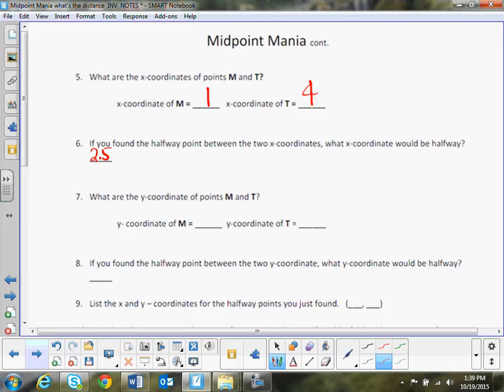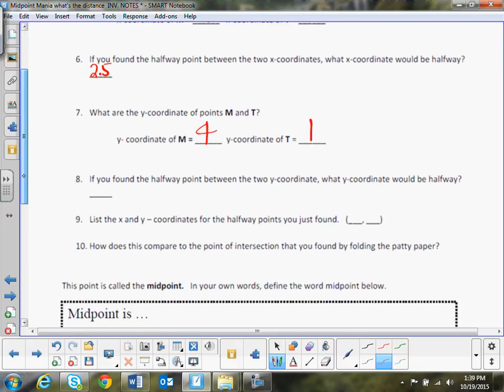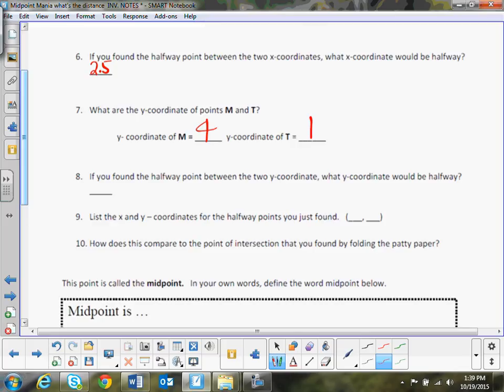What's the y coordinate of M? 4. What's the y coordinate of T, David? 1. Okay, if you found the halfway point between those two, what is it? 2.5. So now it says list the x and y coordinates of the halfway points we just found. What were they? 2.5, 2.5.